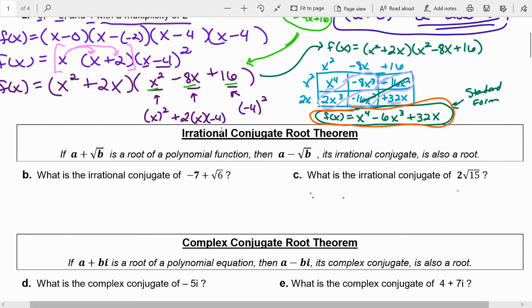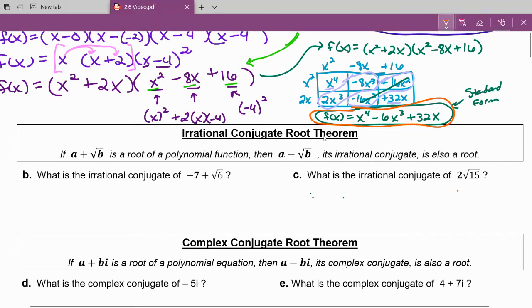All right. So the next theorem that we are working with is called the Irrational Conjugate theorem, or root theorem. So an irrational number is a lot of times a square root. There are other irrational numbers like pi and e, which you'll learn about in the second half of this class. But a lot of the square roots and cube roots, a lot of the radicals are irrational numbers.